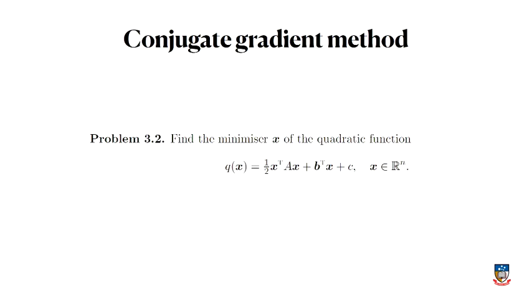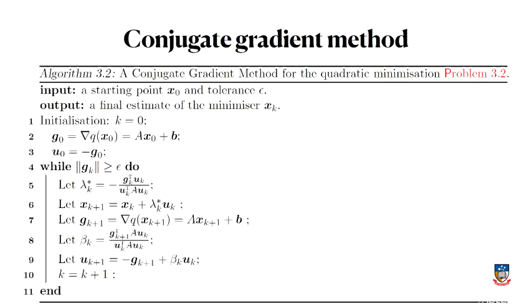And the problem is to find the minimizer of the quadratic function. So the matrix A here, remember you can write a quadratic function in this form. The matrix A describes the curvature of my surface. And then I've got this linear term, B transpose times X, and then a scalar which doesn't really matter for the purposes of minimizing. So that's the problem that we're going to solve. And the algorithm, the conjugate gradient method that I'm going to develop over the next few videos, looks like this.